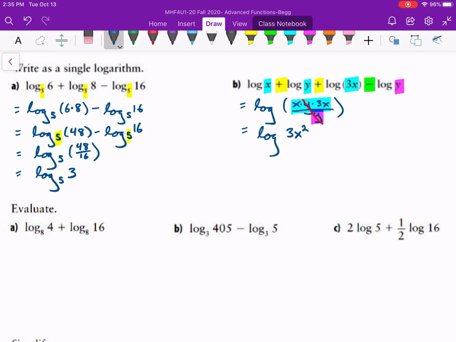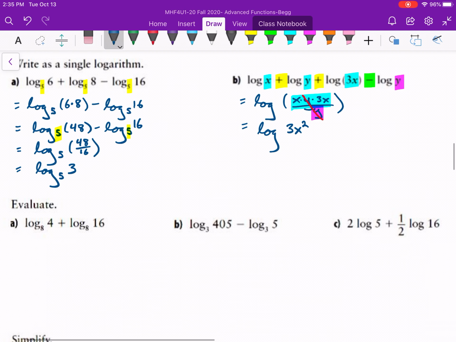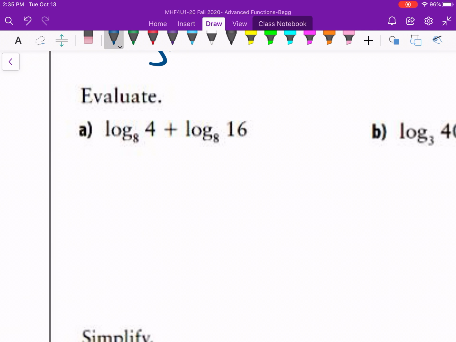What we can also do is use these rules to help us evaluate things. So we look at this first one, part A, and it might look a little bit complicated, maybe it doesn't, but we can make it less complicated because we can combine them together. They have the same base, they both have the base 8, and it's adding, so we can multiply these parts, and we've got log base 8 of 4 times 16.